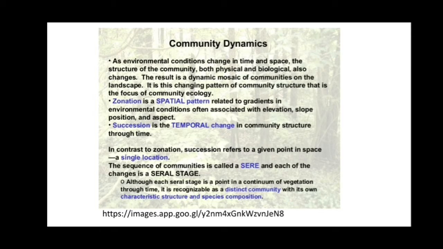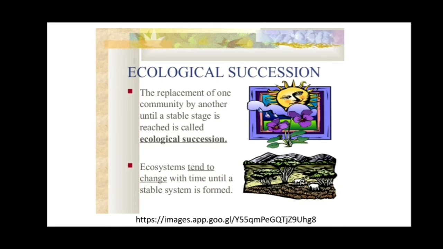A sequence of communities is called a series. Each change is called a serial stage. Now, the replacement of one community by another until a stable stage is reached is called ecological succession. An ecosystem tends to change with time until a stable system is formed.